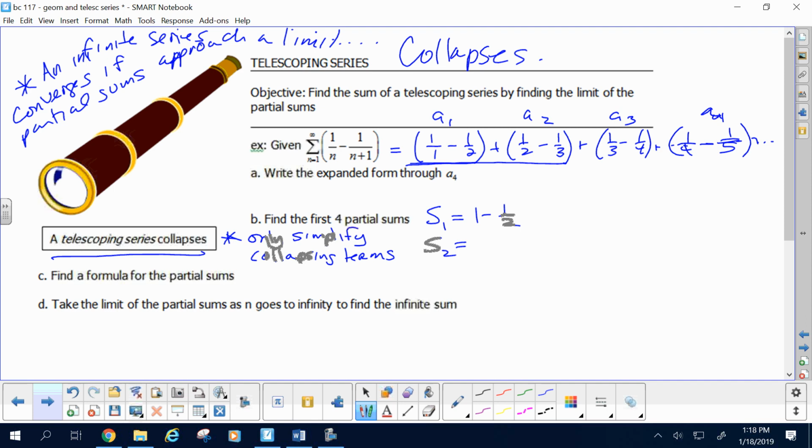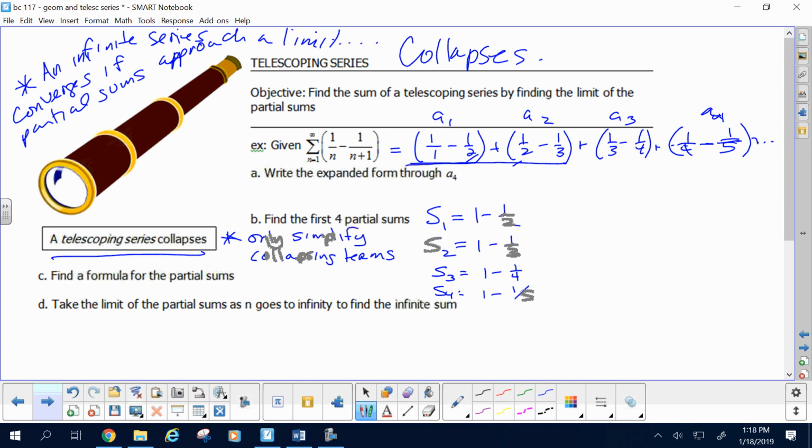S2. When I go through the first two terms, you can see that the halves, negative 1/2 and 1/2, whoosh, right? And if you whoosh, then you're left with 1 minus a third. If you go through the first three terms, then whoosh, whoosh, whoosh, whoosh, and you get 1 minus a fourth because the halves and the thirds collapse. And the fourth partial sum is whoosh, whoosh, whoosh. So 1 minus 1/5.